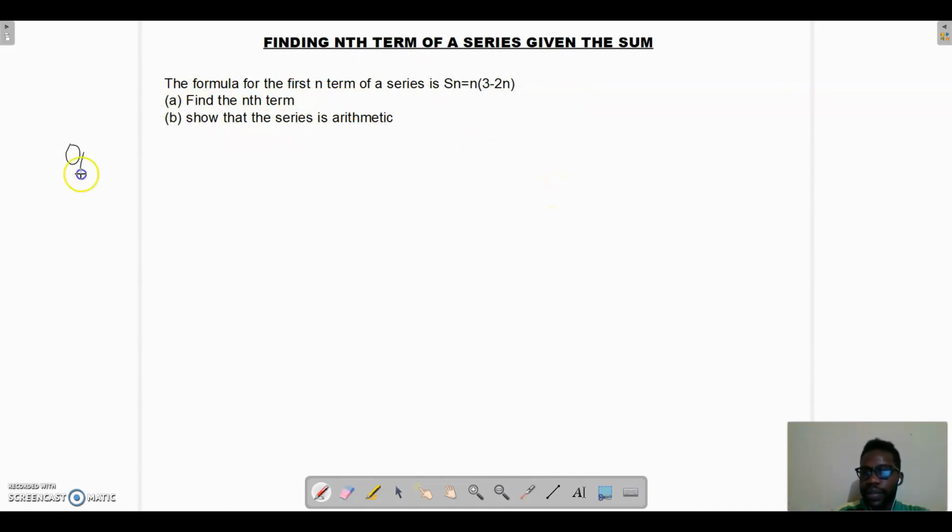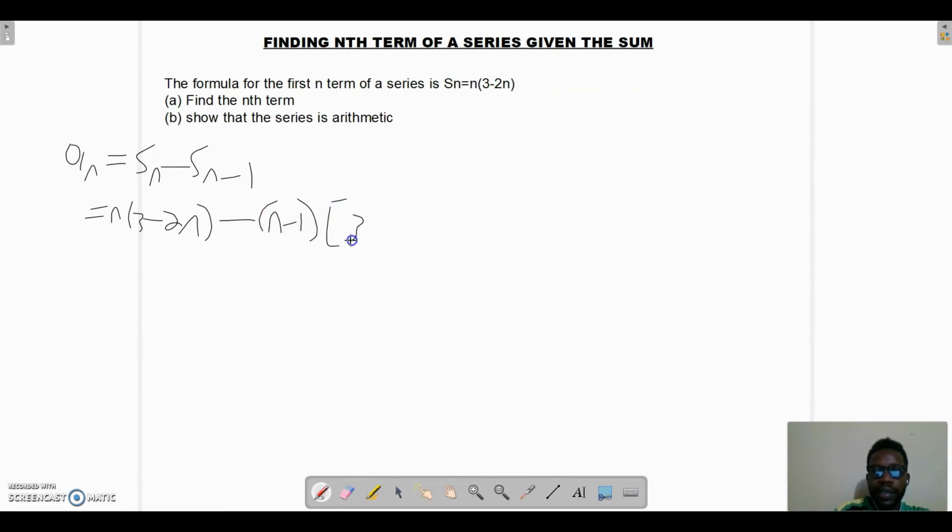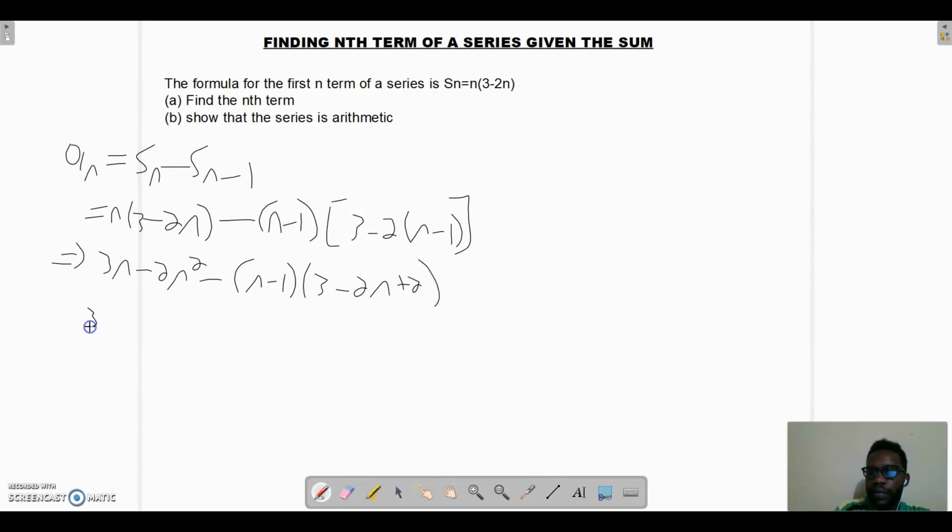So once again, we saw the nth term an is going to be Sn minus Sn minus 1. Sn is the formula for the sum of the series given, n times (3 minus 2n), minus Sn minus 1, which means I'm going to have to replace this n by n minus 1. So I'm going to have n minus 1, open bracket, 3 minus 2 times (n minus 1). Simplifying the brackets, the first gives me 3n minus 2n squared, minus (n minus 1) multiplied by (3 plus 2), that's 5 minus 2n. So I'm going to have to expand these two brackets.